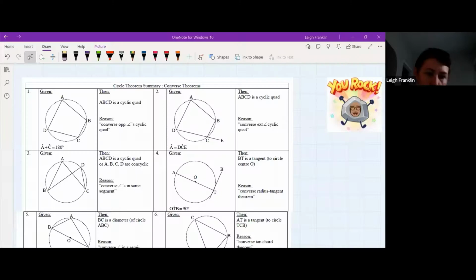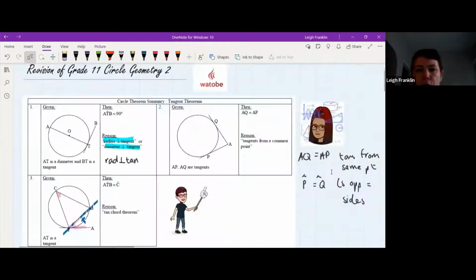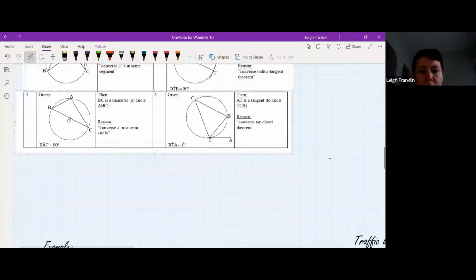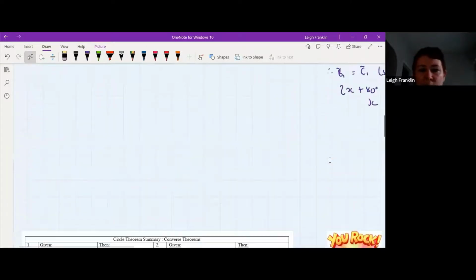We're going to talk a little bit about the converse theorems. All right, before I do that, I just want to mention before we carry on, sorry, I seem to have forgotten to put that over here, that the two theorems covering cyclic quads are as follows.